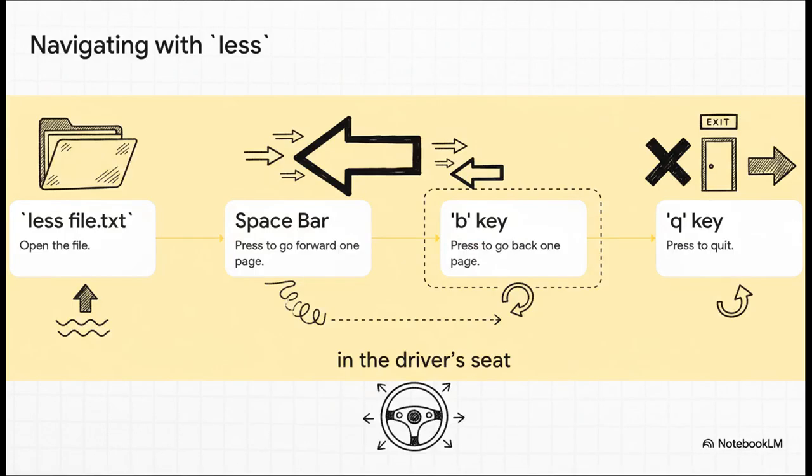And getting the hang of it is super easy. You open the file with less file.txt. Then you're in the driver's seat. You can use the spacebar to move forward a page, the B key to go back a page, and when you're all done, you just hit Q to quit, and boom, you're right back at your command prompt. It's simple, it's interactive, and it puts you in control.